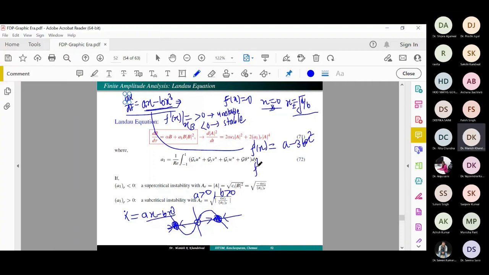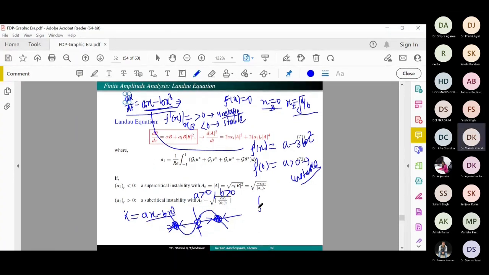We check for x equal to 0. f dash 0 is a. We already declared a is greater than 0. Then f dash x is greater than 0, so it is an unstable point. The 0 point is unstable. See, mathematically we have declared it unstable, and graphically we have also declared it unstable. 0 is unstable.